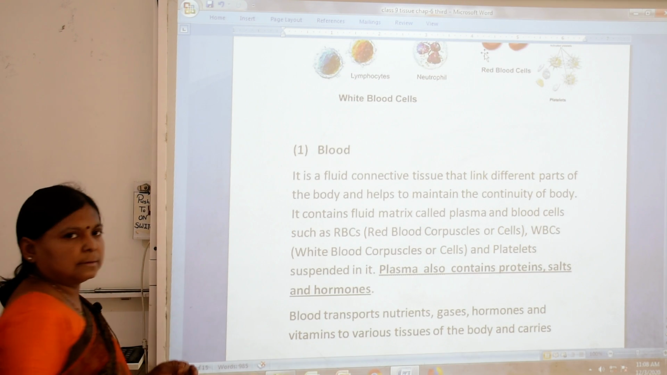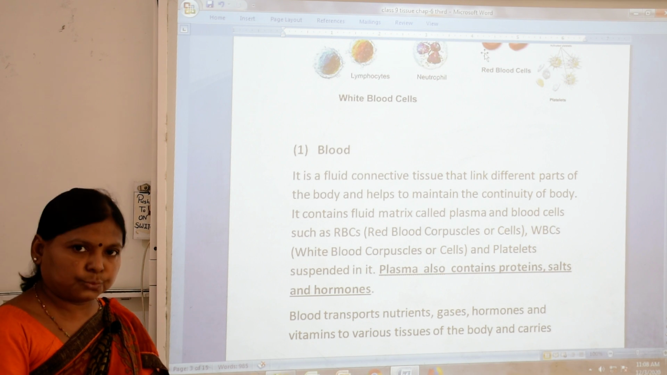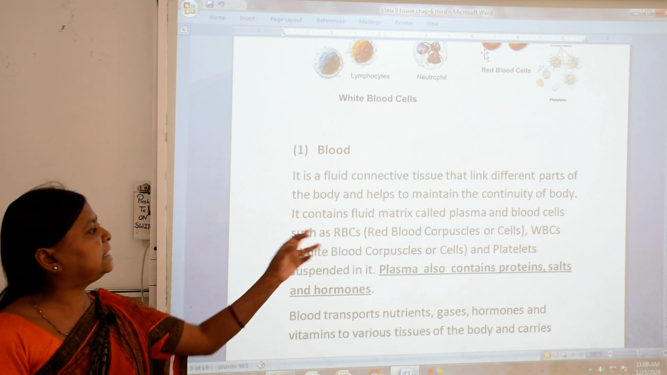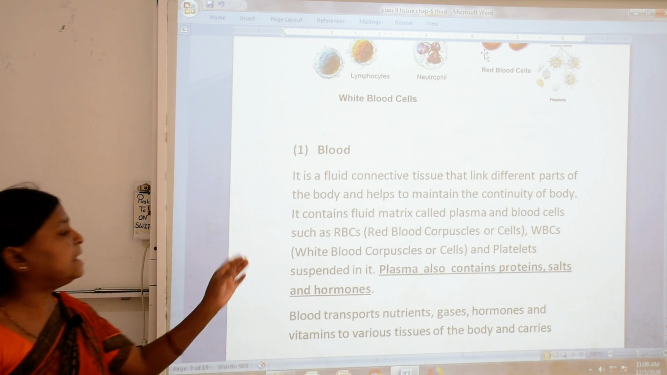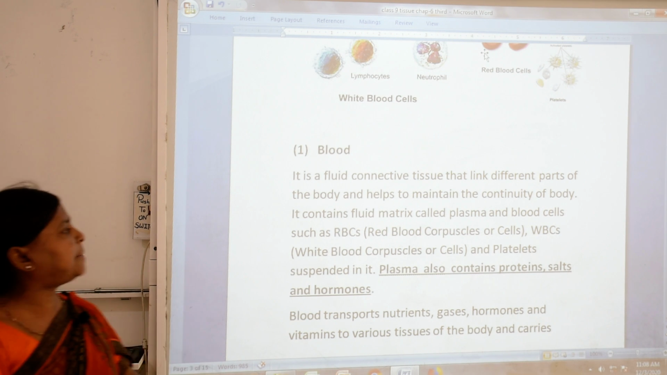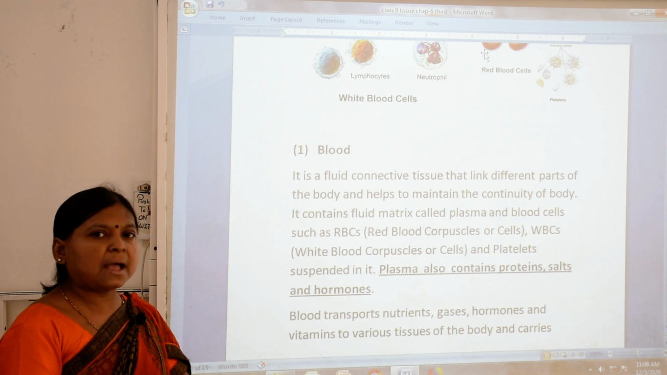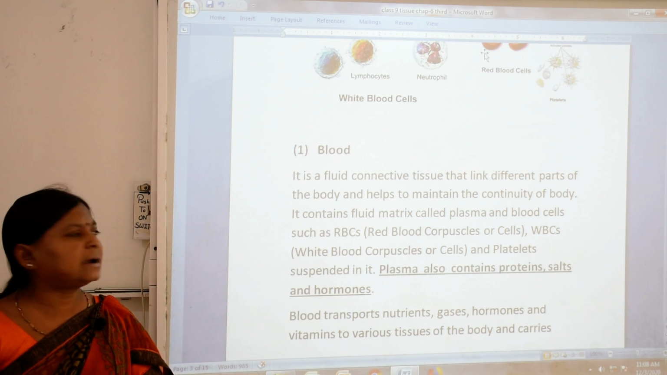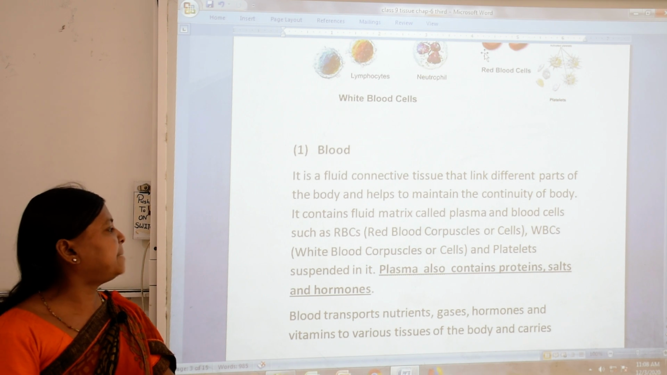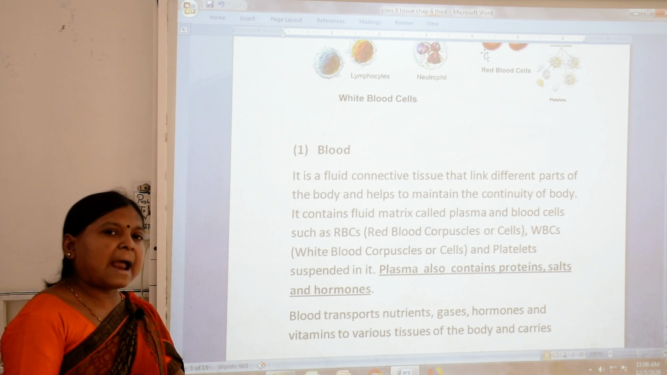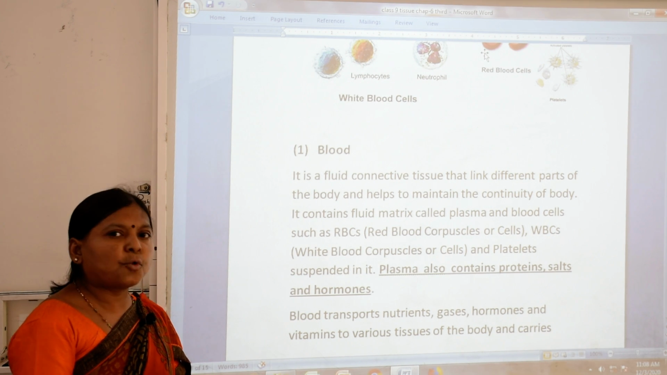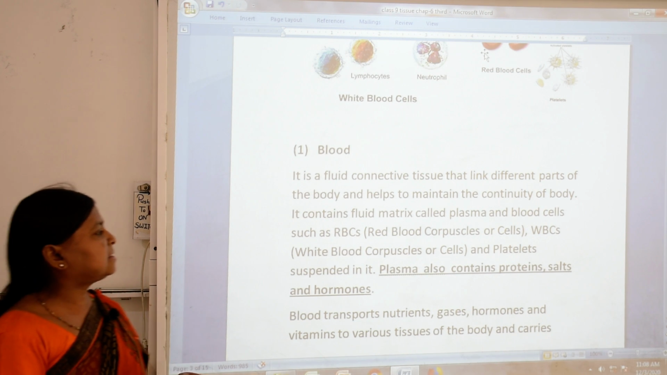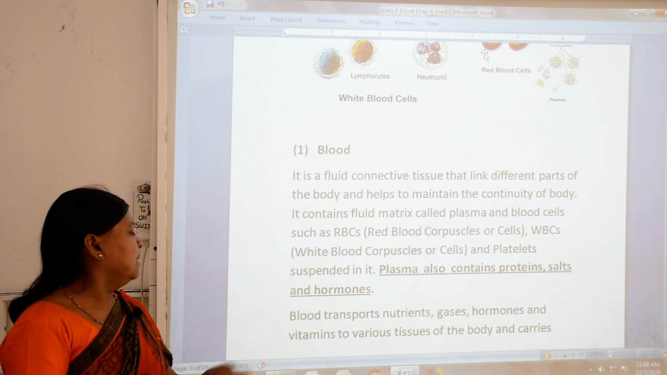Now what is blood? It is a fluid connective tissue, and it links different parts of the body, and it helps to maintain the continuity of the body. It contains a fluid matrix. Which type of matrix is present in the blood? The fluid matrix is called plasma, and blood cells such as RBC, red blood corpuscles, white blood corpuscles and platelets are all suspended in it. And plasma contains proteins, salts and hormones. So blood is a fluid connective tissue. It contains RBC, WBC and platelets.